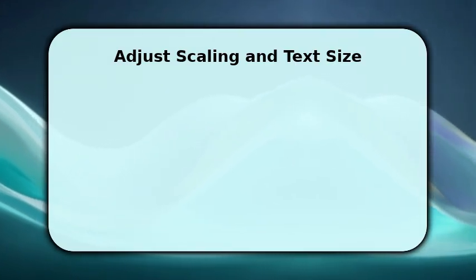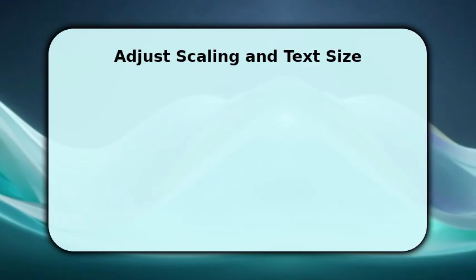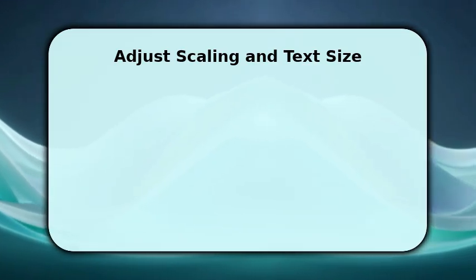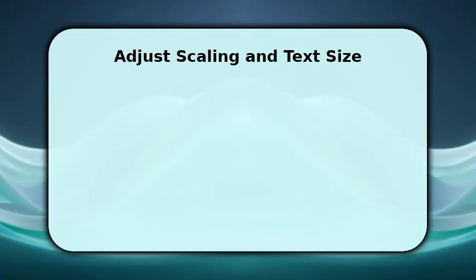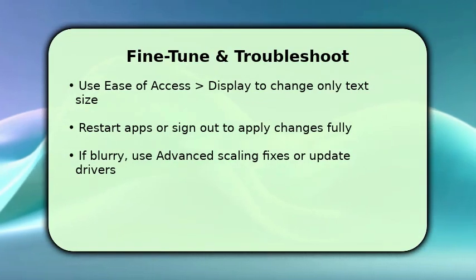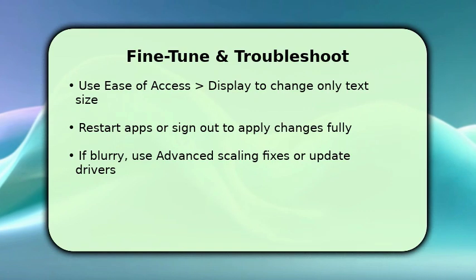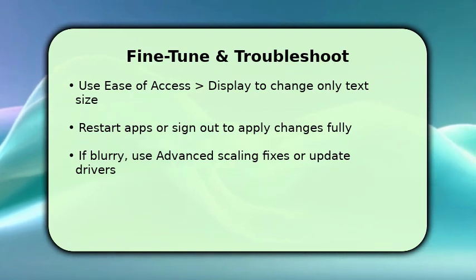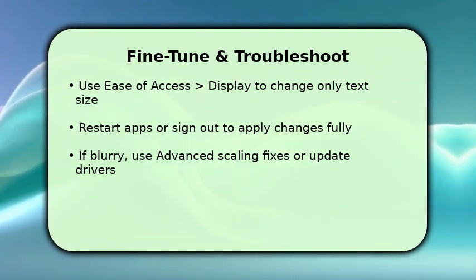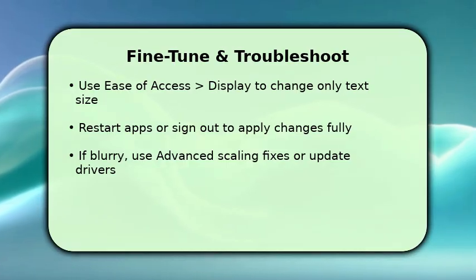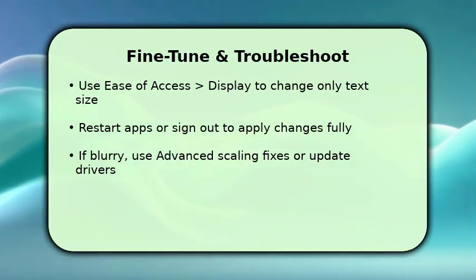Once done, Windows may ask you to sign out and back in. Do that to ensure the change applies. Finish by fine-tuning text size or fixing any blurriness you see. If you only want larger text, open Ease of Access, select Display, and raise the text size slider. That changes fonts without altering icons. Make sure to restart apps or sign out so every program updates its rendering.